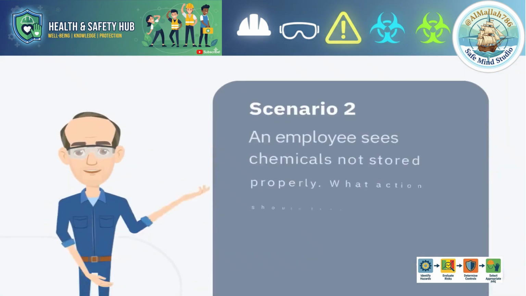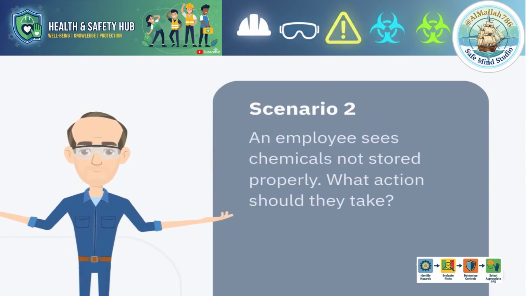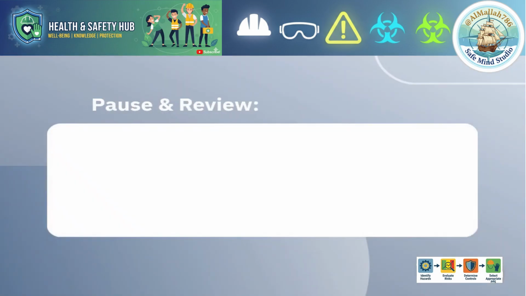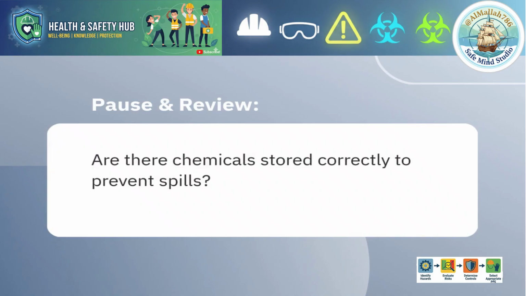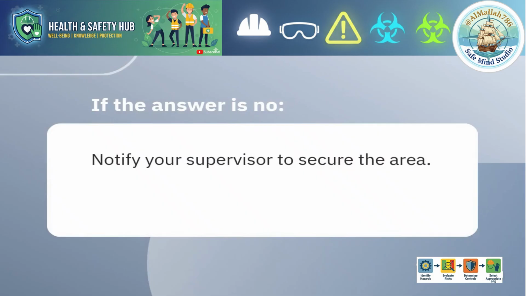An employee sees chemicals not stored properly. What action should they take? Pause and review. Are the chemicals stored correctly to prevent spills? If the answer is no, notify your supervisor to secure the area.